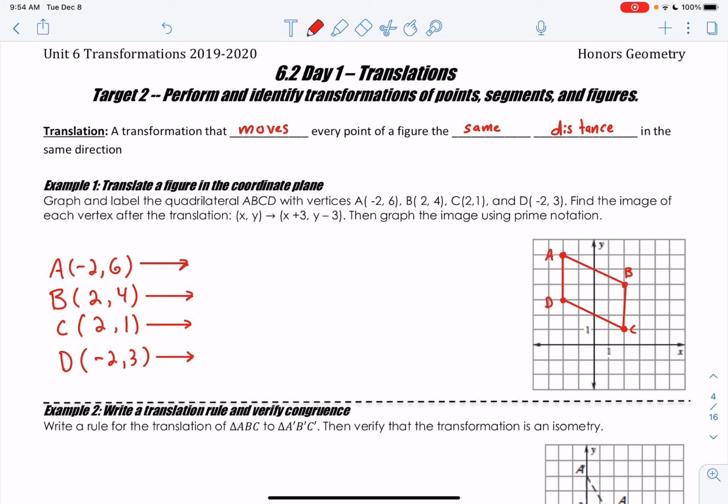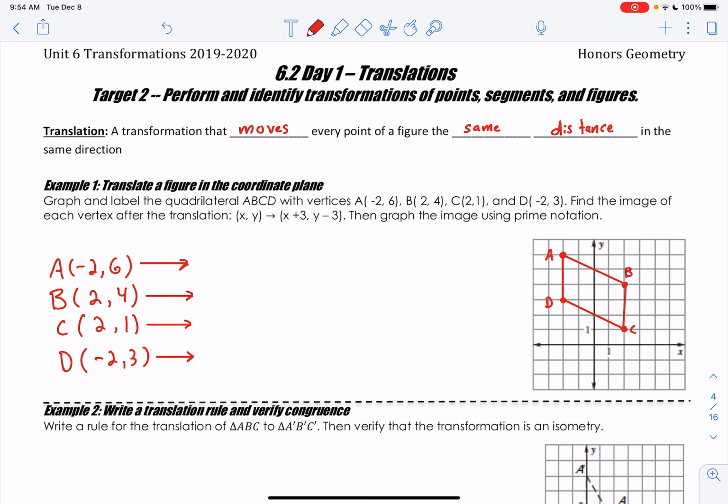All right. So first of all, let's define what a translation is. A translation is a transformation that moves every point of a figure the same distance in the same direction. Just think of it as basically a relocation of a shape. So I have a shape somewhere. I move it up, down, left, right, some sort of combination to move it to a new location.